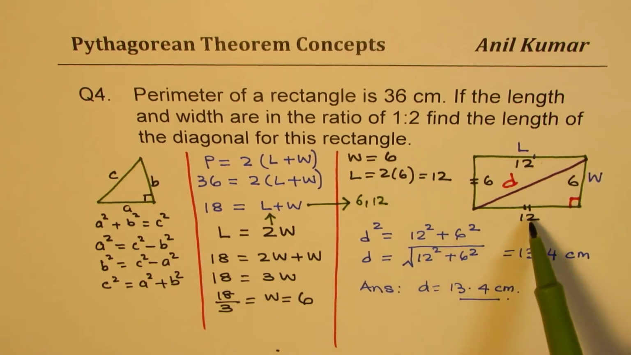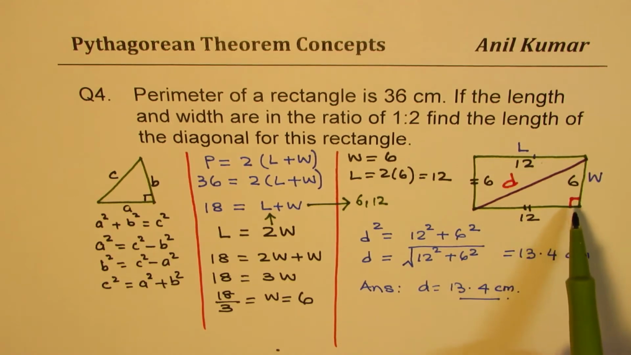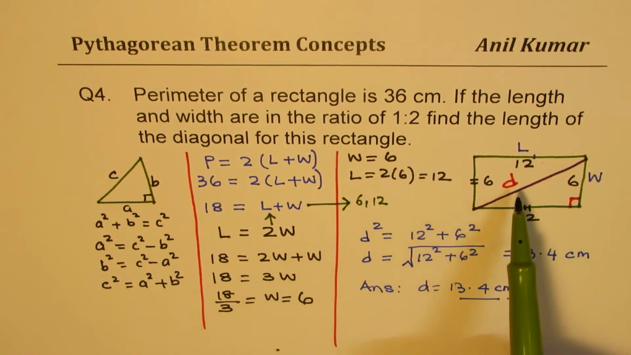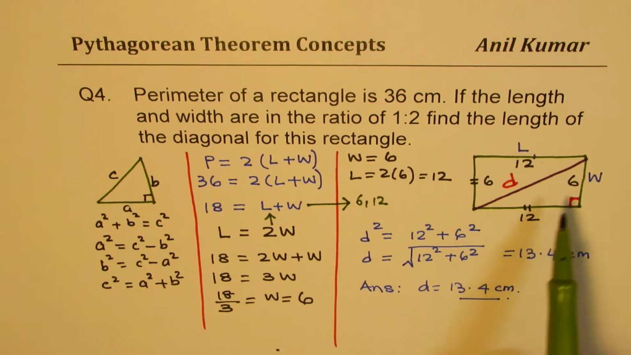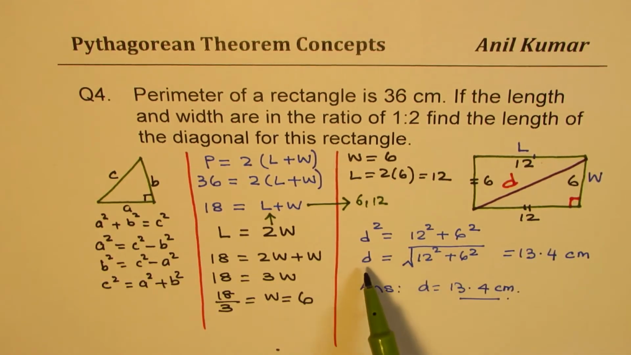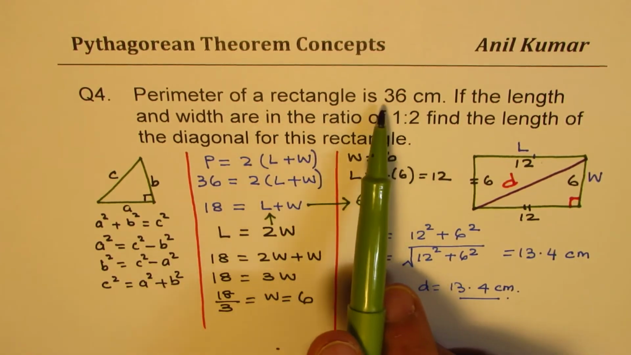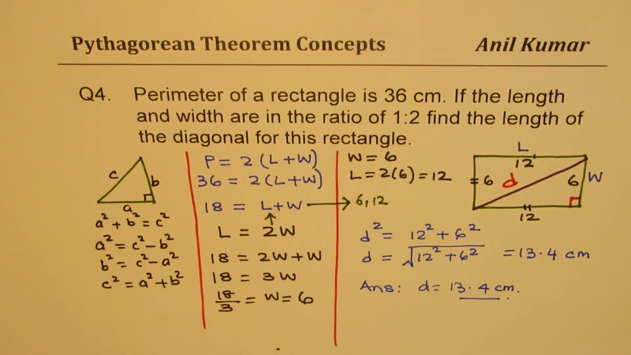So once you get length and width, you can find the diameter using Pythagorean theorem. D square is equal to 12 square plus 6 square. And the square root will give us the length D. Units will be centimeters since the rectangle has a perimeter of 36 centimeters. Correct? So I hope that makes sense.